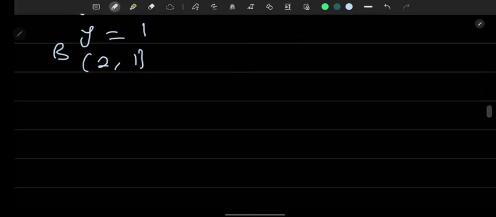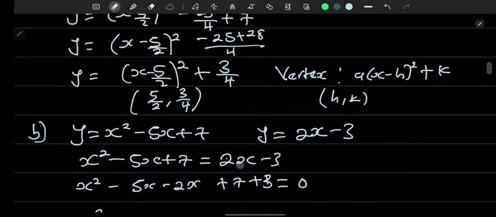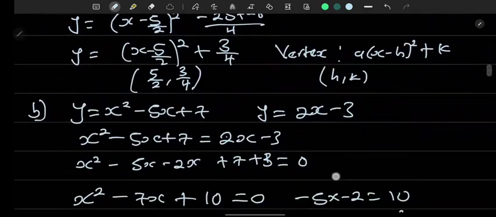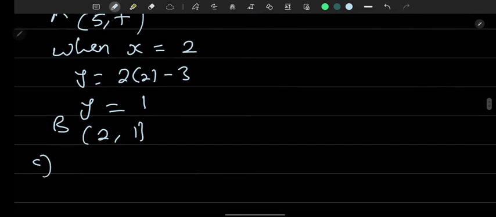Okay, so C, write down the sets of values of x that satisfy the inequality. Which inequality? x squared minus 5x plus 7 less than 2x minus 3. What that means is that we are looking for the values of x that will satisfy the inequality such that the equation of the curve is less than that of the line. That's the meaning. So we have x squared minus 5x plus 7 less than 2x minus 3.